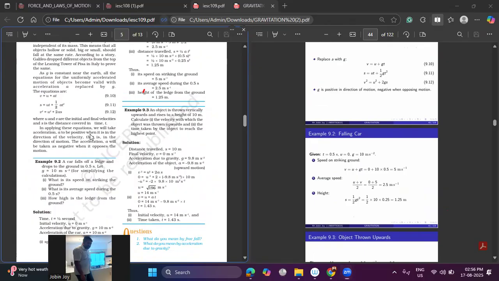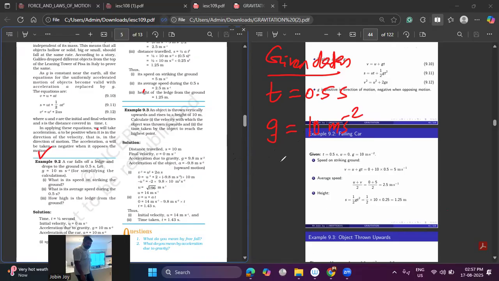So problem 9.2: a car falls off a ledge and drops to the ground in 0.5 seconds. So time is given data. Time t is equal to 0.5 seconds. Let g is equal to 10 meter second raised to minus 2. We know that the value of g is 9.8, but for simplifying the calculations, I am taking g as 10 meter second raised to minus 2.